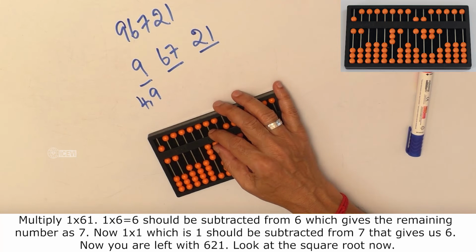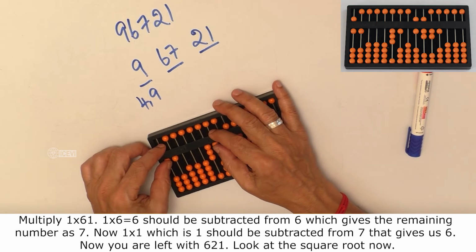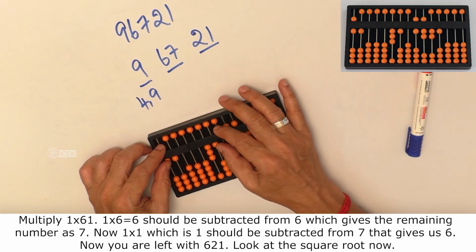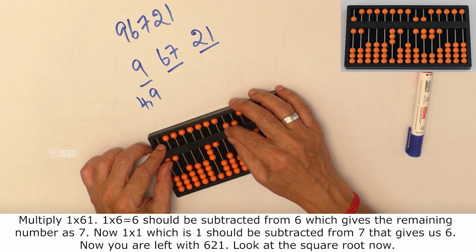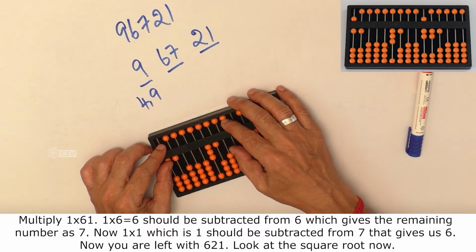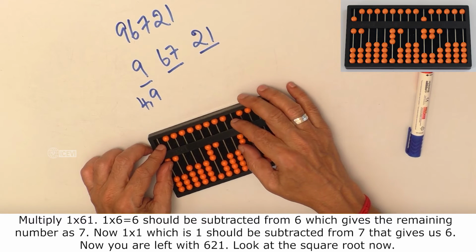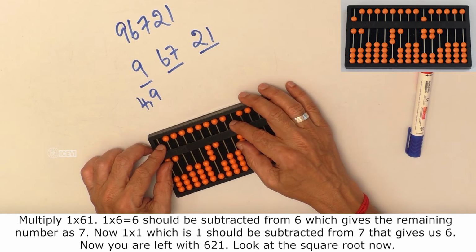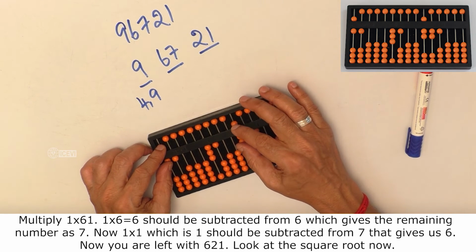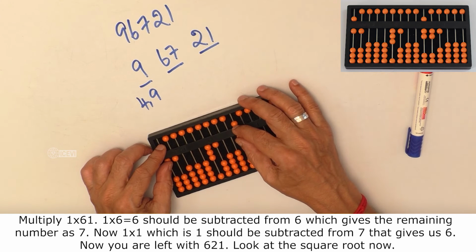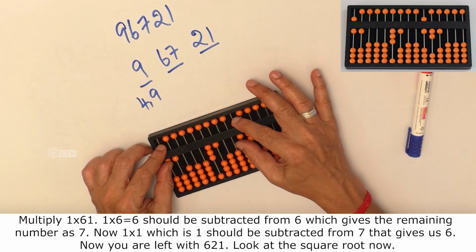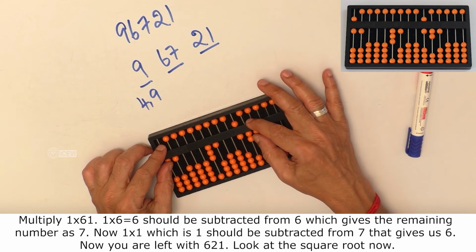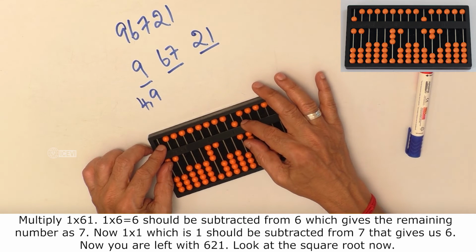Now multiply 1 with the 61. That is, 1 multiplied by 6 should be subtracted from 6, which gives the remaining number as 7 in the second group. Now 1 multiplied by 1, which is 1, should be subtracted from 7. That gives us 6 there. Now together we have 621. Look at the square root now.